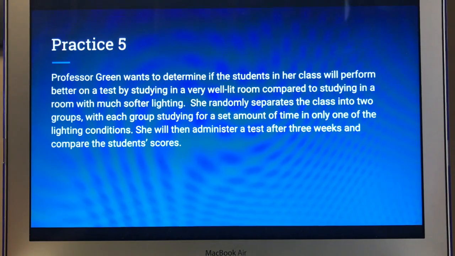Alright, for practice 5, we've got Professor Green wants to determine if the students in her class will perform better on a test studying in a very well lit room compared to studying in a room with much softer lighting. She randomly separates the class into 2 groups, with each group studying for a set amount of time and only one of the lighting conditions. She will then administer a test after 3 weeks and compare the students' scores.